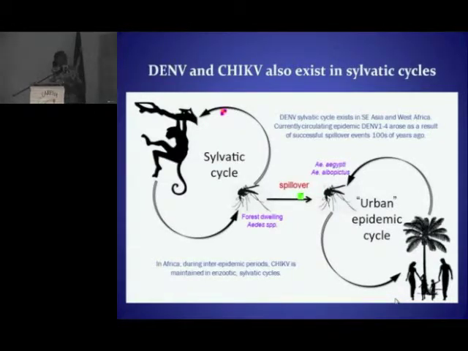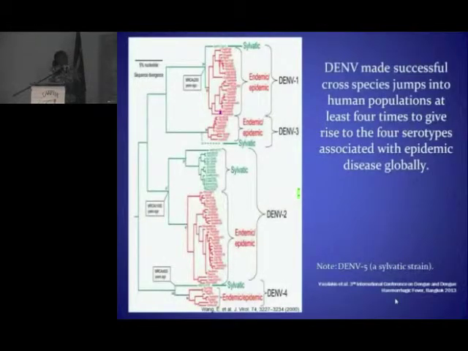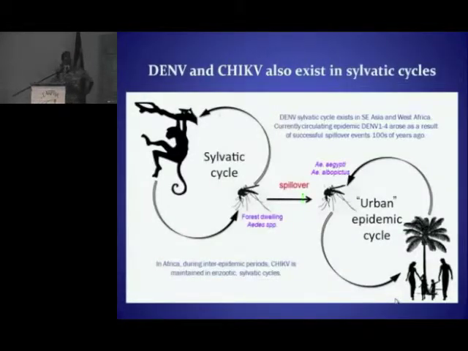In the case of dengue, the sylvatic cycle exists in both Southeast Asia and West Africa, and the currently circulating dengue 1 to 4 viruses that we associate with epidemic disease arose as a result of successful spillover events that occurred hundreds of years ago.